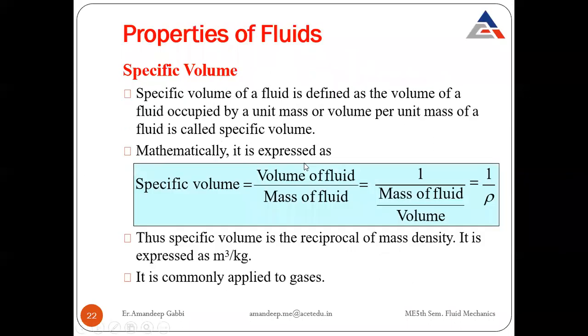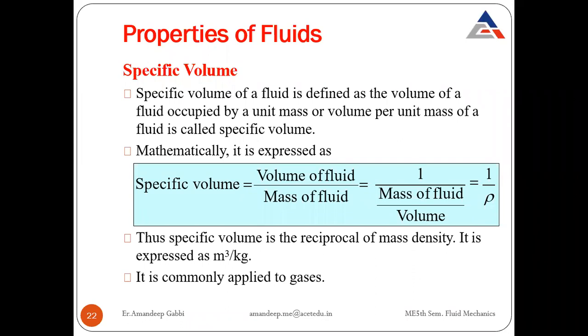So the next property of fluid is specific volume. Specific volume of a fluid is defined as the volume of a fluid occupied per unit mass. Per unit mass of a fluid is called specific volume. Specific volume is volume of the fluid divided by mass of the fluid, and it is further equal to 1 by rho. Specific volume is 1 by rho.